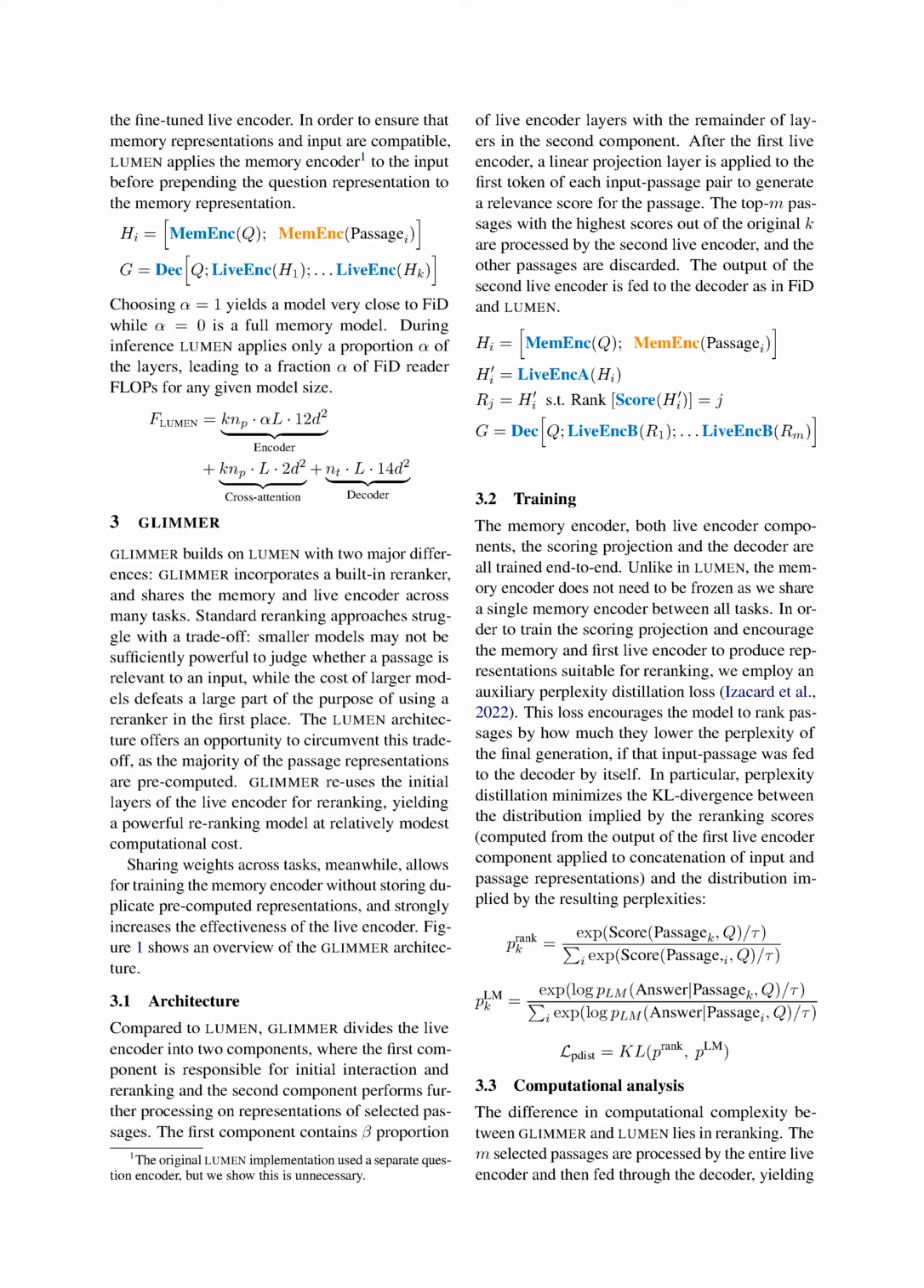Sharing the model's weights across tasks also lets us train the memory encoder without storing duplicate pre-computations, enhancing the effectiveness of the live encoder. Now, let's take a deeper look at Glimmer's architecture. It splits the live encoder into two components.